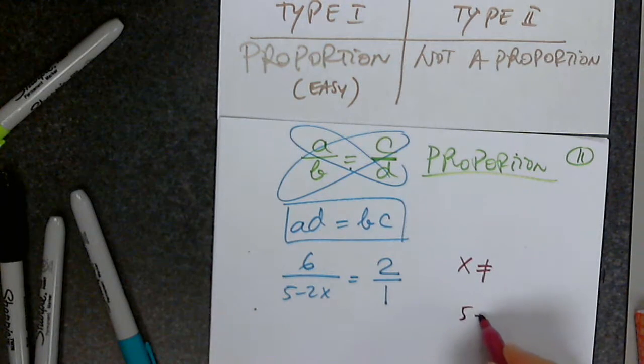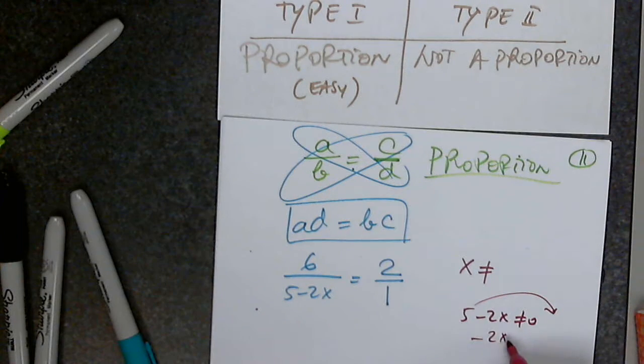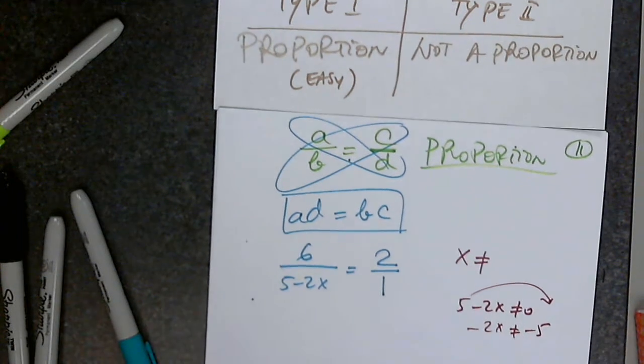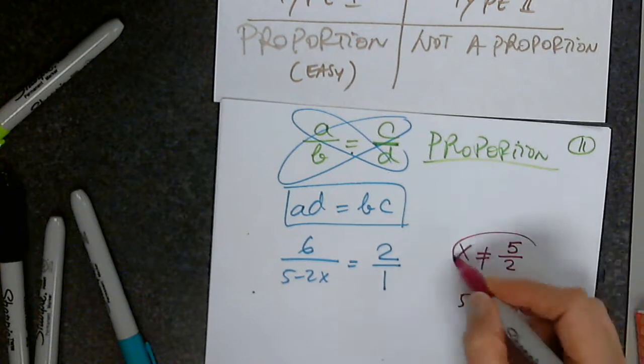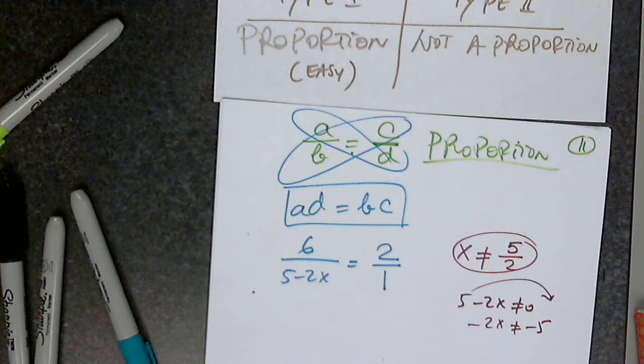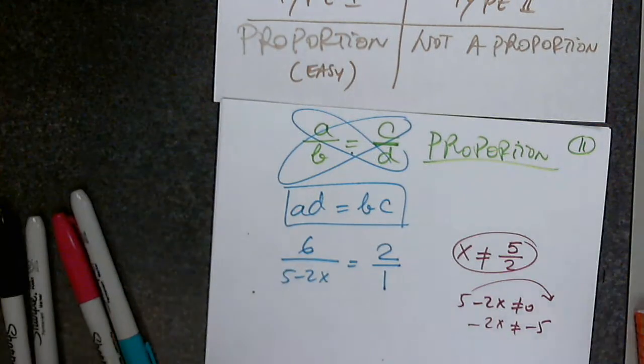So I will write 5 minus 2x cannot be 0. I will move 5. Negative 2x cannot be negative 5. Therefore, x cannot be 5 over 2. So whatever else I get, it will be acceptable. But if I get 5 over 2, I'll say, sorry, the equation has no solutions. So now I can go ahead and cross multiply.